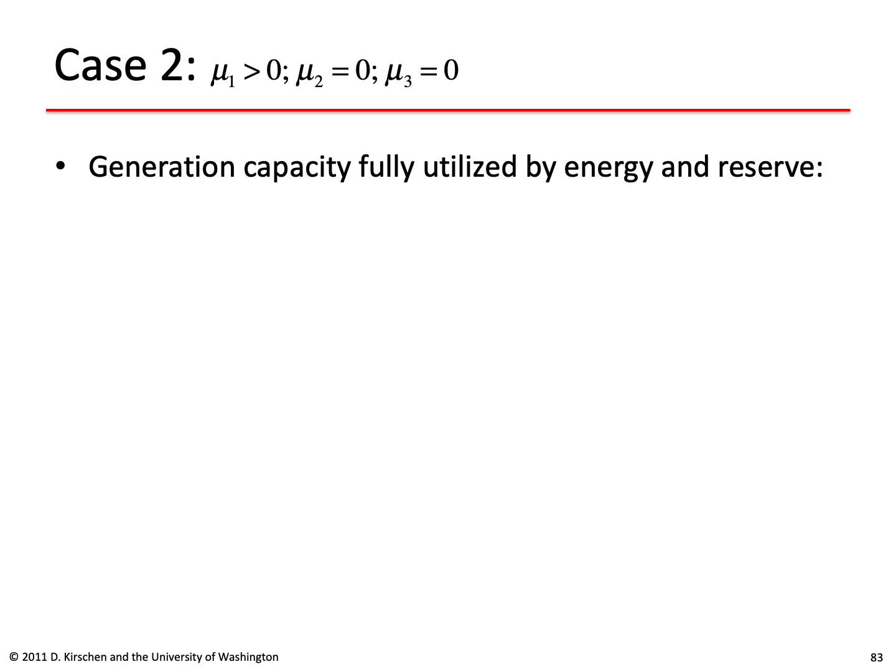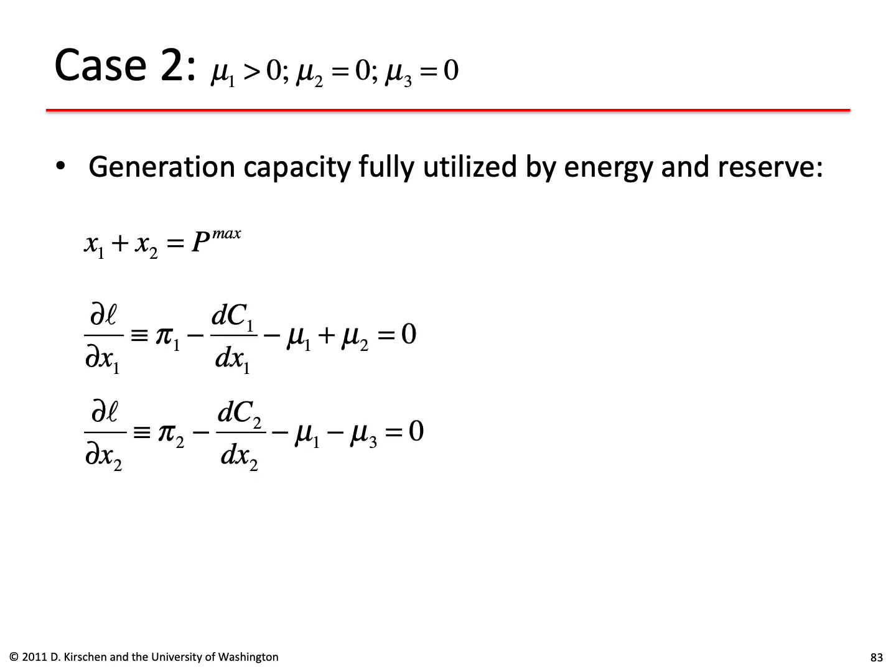Second case that we will consider is a case where mu1 is positive and mu2 and mu3 are both 0. Well, mu1 is the Lagrange multiplier that corresponds to the constraint on the total generation capacity. Essentially, it says that x1 plus x2 must be equal to Pmax. Therefore, the generation capacity is fully utilized either to produce energy or to provide reserve.